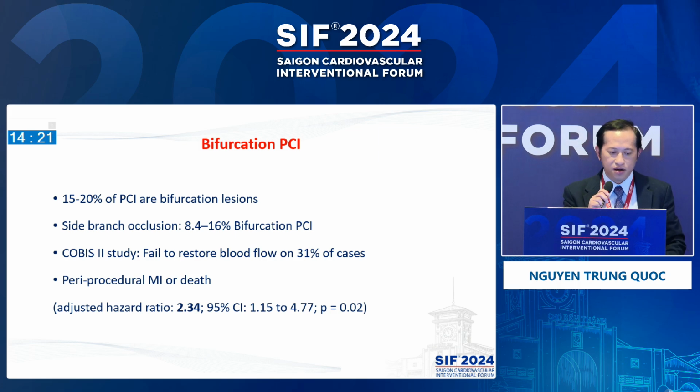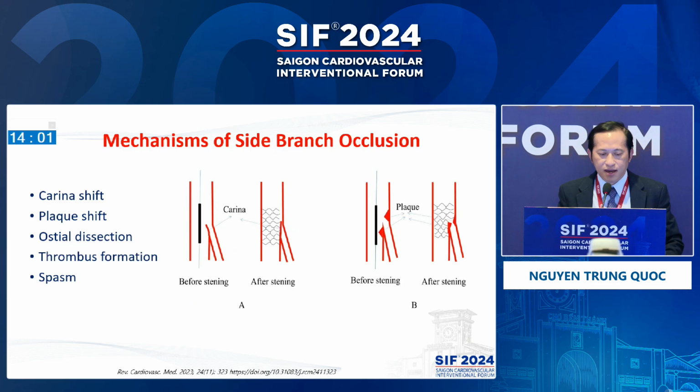According to the COVID-2 study, one third of cases were unable to restore blood flow, and it increased myocardial infarction or death more than 2 times. There are 5 mechanisms of side branch occlusion. First is carina shift, second is plaque shift, third is ostial dissection, then thrombus formation, and the last one is spasm.